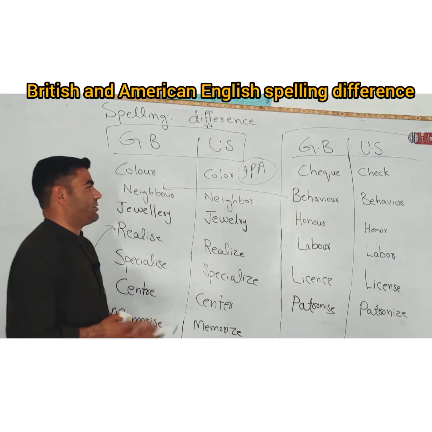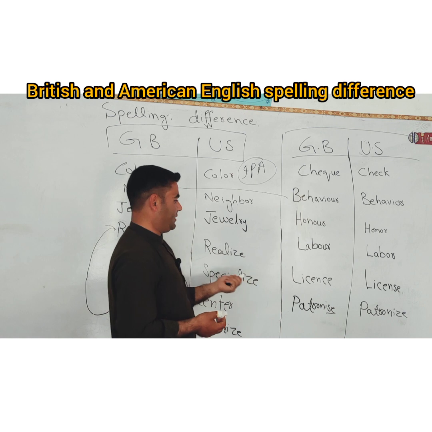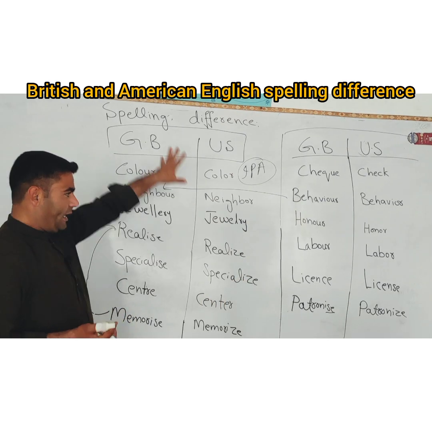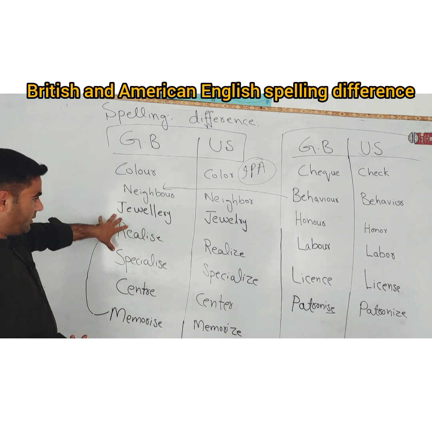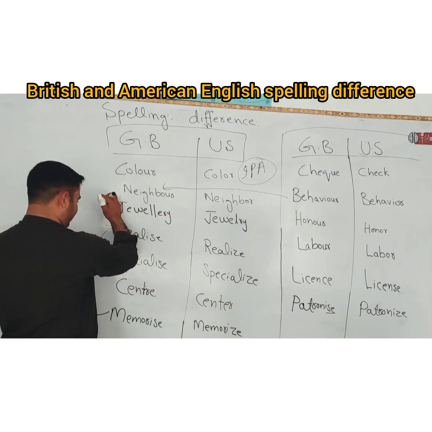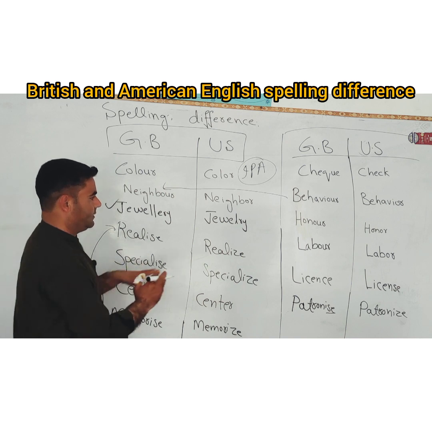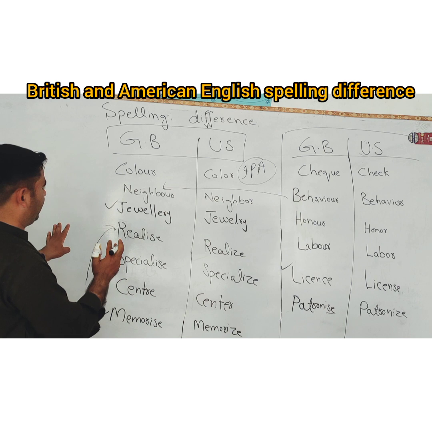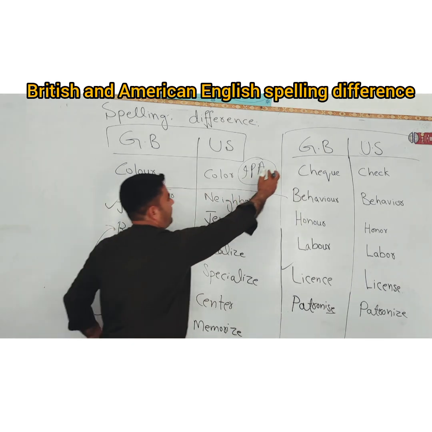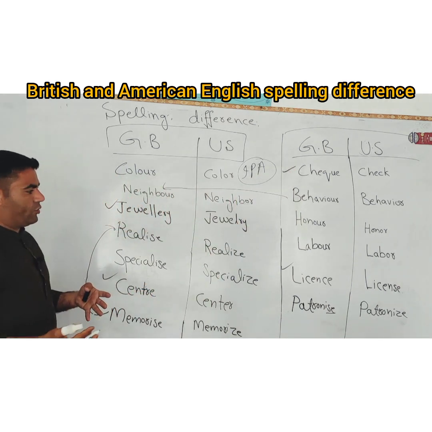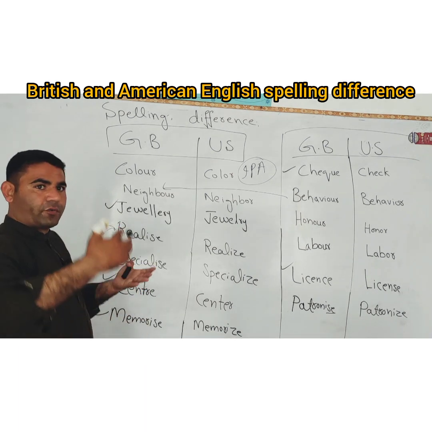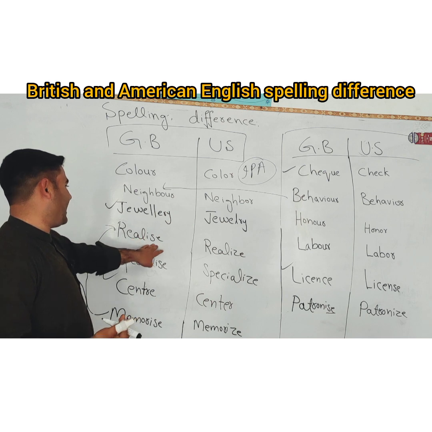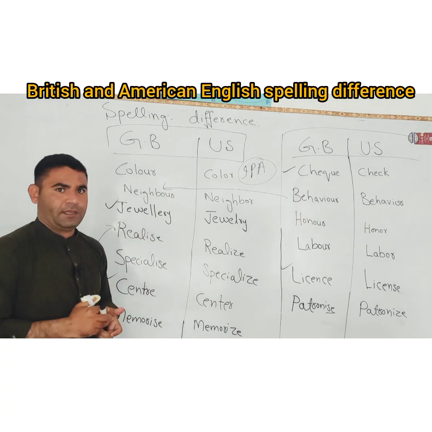Just centre and center are different. Cheque and check, and a few more like licence and license, jewellery. You can see on our board that only jewellery, centre, licence and cheque don't have a rule, but other words come under a rule: O-U-R to O-R, I-S-E to I-Z-E.